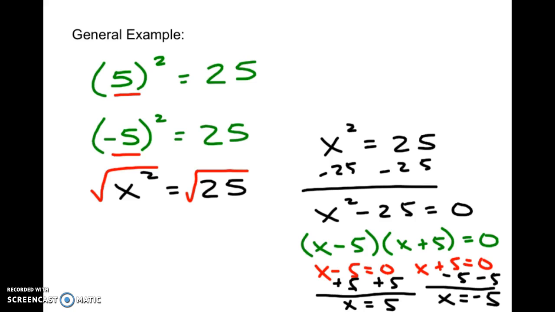So when we go back over to x squared equals 25 and we took the square roots, we would find out that it's not just positive 5 or negative 5, but it's got to be both. So to handle that, we put a plus or minus in front of the answer.